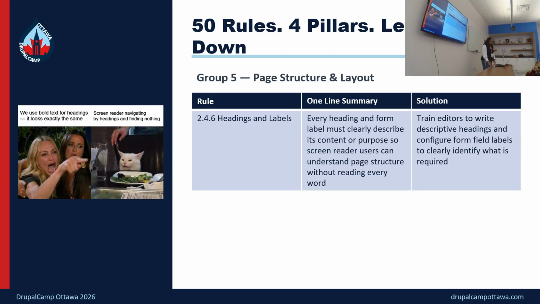Then moving on to the next one, that is 2.4.6, headings and labels. Every heading and form label must clearly describe its content or purpose so that screen readers can understand the page structure without reading every word. So for example, if we have a page that has sections and each section has a descriptive heading, we are not supposed to provide just "section 1" and some description. Describe what's inside that section, not just a section. The solution is to train the editors to write descriptive headings and configure your form field labels to clearly identify what is required.